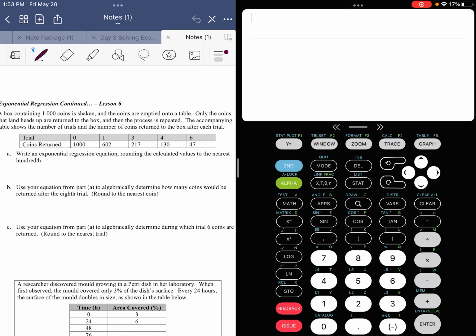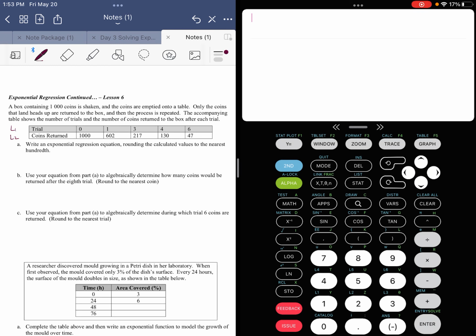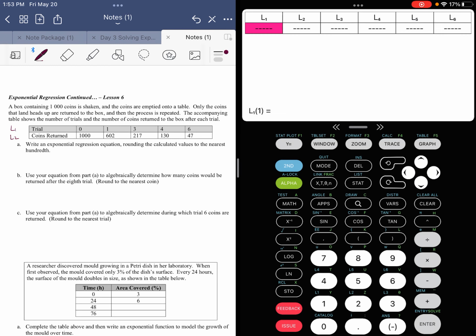A box containing 1,000 coins is shaken, and the coins are emptied onto a table. Only the coins that land heads up are returned to the box, and so on. So we have this situation. We're going to put this in as L1 and L2. Okay, so go to Stat and Edit.